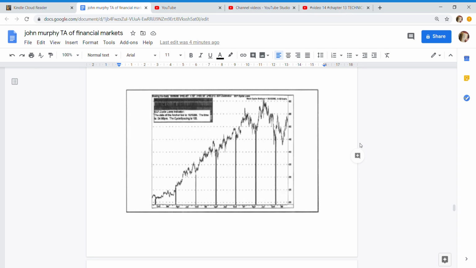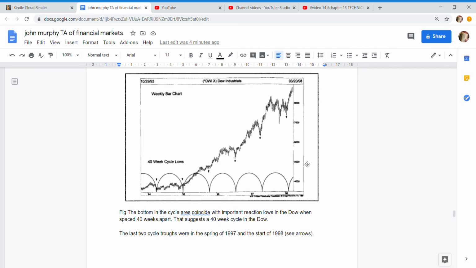The ECF has uncovered a 133-day cycle in Boeing. See vertical lines. Since the last cycle low occurred during November 1997, the ECF estimates that the next cycle low is due to occur 133 days later on June 3, 1998. The bottoms in the cycle arcs coincide with important reaction lows in the Dow when spaced 40 weeks apart. That suggests a 40-week cycle in the Dow. The last two cycle troughs were in the spring of 1997 and the start of 1998.